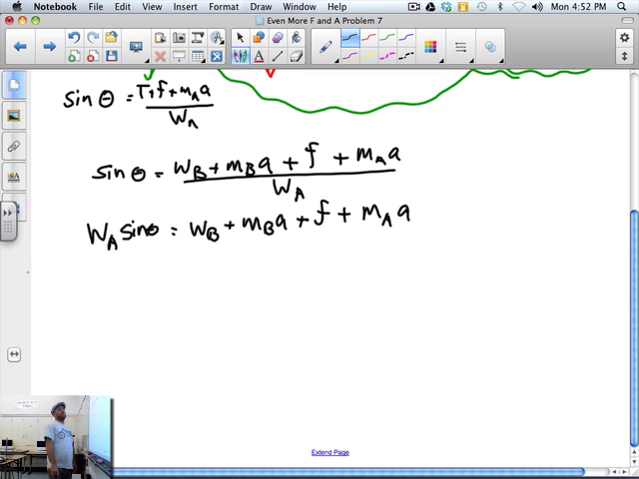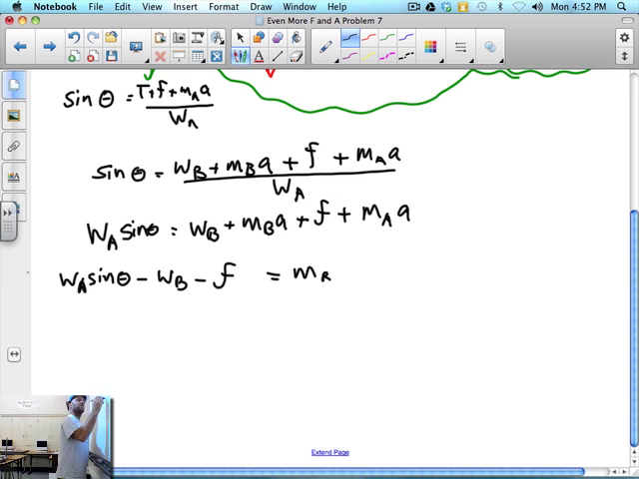I think I want to group my accelerations together. So, because then I can solve for A. That's what part B is asking. And I know everything except my A. So let's say weight of object A sine theta, right? Has to be minus weight of object B minus my friction has to equal mass of object B times A plus mass of object A times A, right?